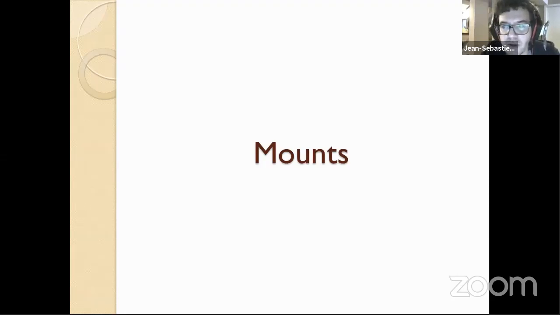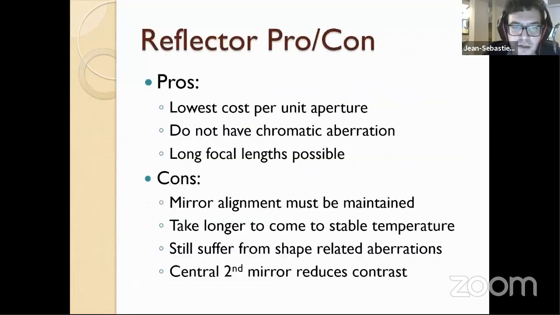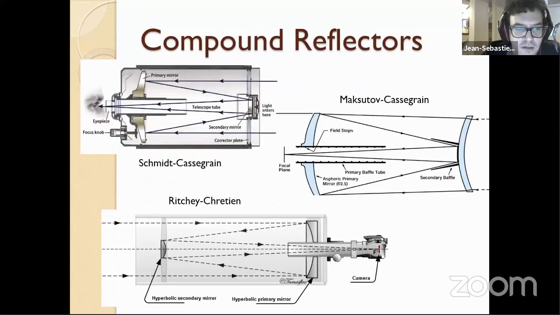Jess, we have a question about the difference between the SC and the RC reflectors. The Schmidt-Cassegrain and the Ritchey-Chrétien. I'm not an expert on those types of telescopes, but I think the main difference is the curvature of the primary mirror. The primary mirror is usually spherical on Schmidt-Cassegrains, and hyperbolic on RCs.